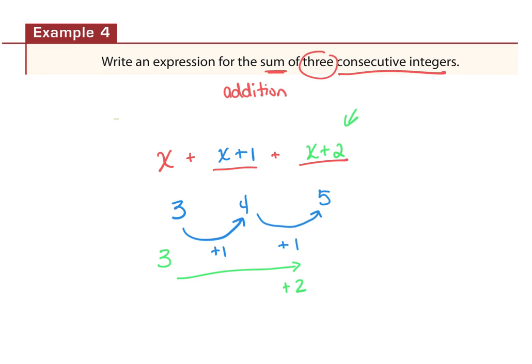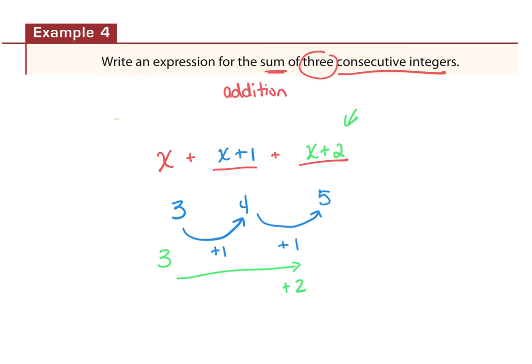I started with one I didn't know, but I do know the next one's going to be 1 bigger than that guy. And the last one's going to be 2 bigger than that guy. What if I wanted to add a 4th one? It would be x plus 3, and there's your pattern, right? There's your pattern.